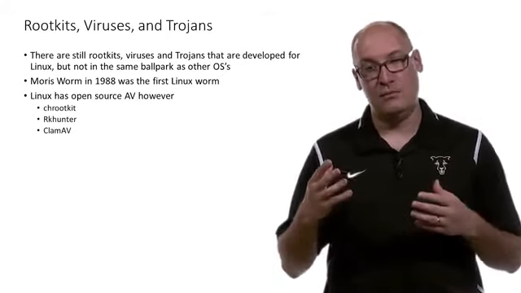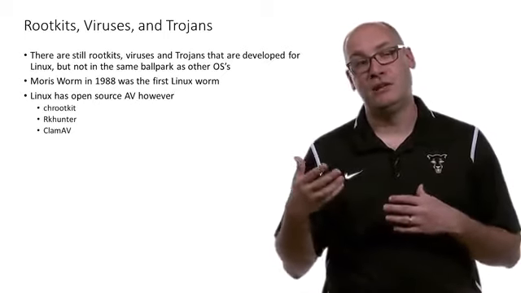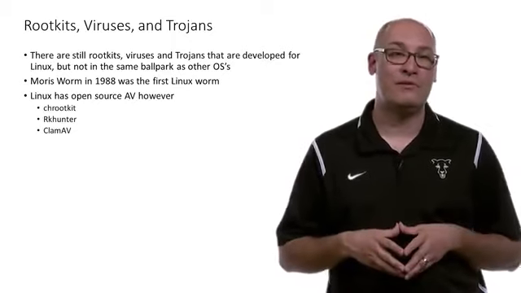Okay, an example of a Linux worm would be the Morris worm back in 1988, which was one of the very first worms for Linux. Okay, Linux also has several different types of ways to mitigate that. So chkrootkit, RKHunter, and ClamAV are all open source packages that are designed to keep Linux secure.